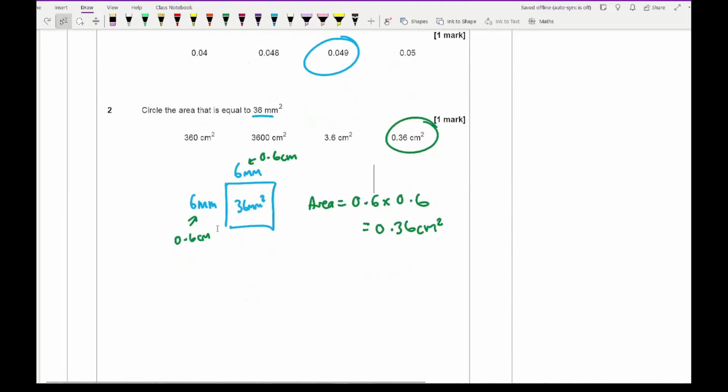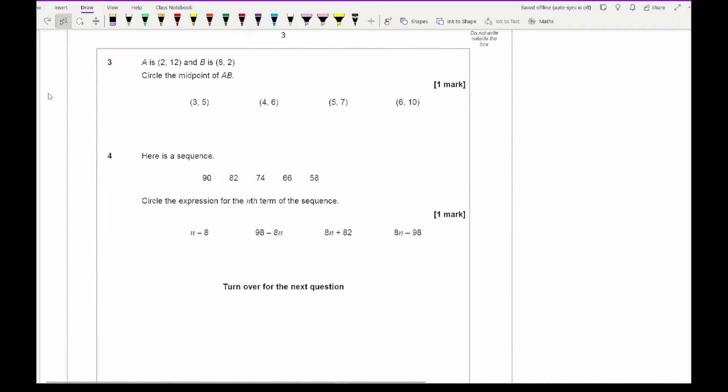Then moving on to question 3. It says work out the midpoint between these two coordinates. To work out the midpoint, all we need to do is simply add the x ordinates and divide by 2. So we're looking at 5. And then we add the y ordinates, so we've got 12 plus 2 divided by 2, which gives me 7. So the coordinate I'm looking for is 5, 7.